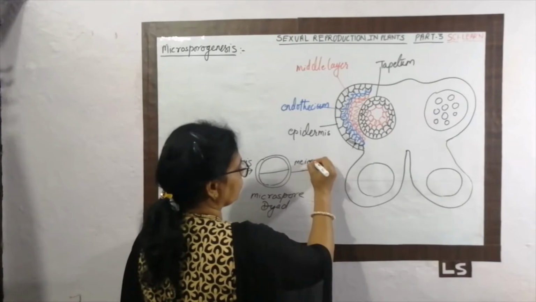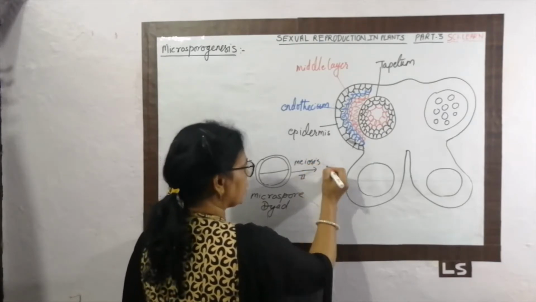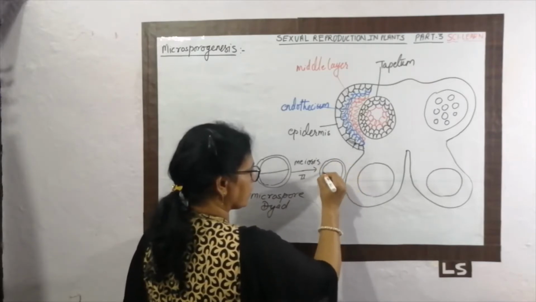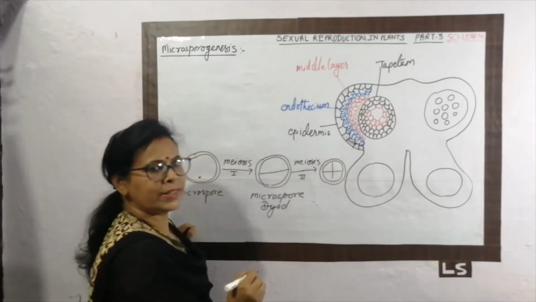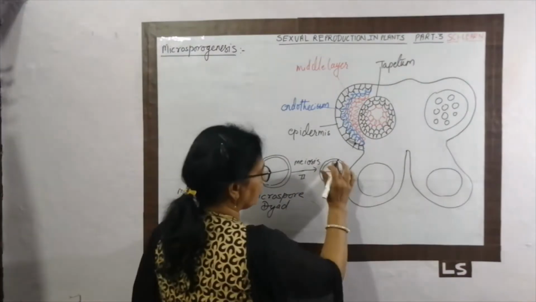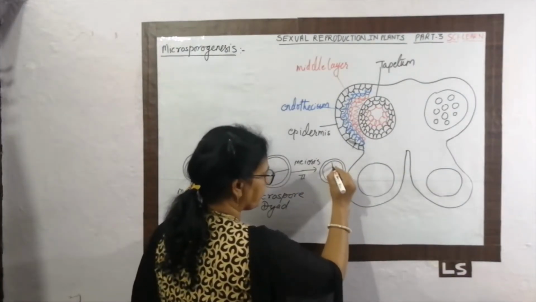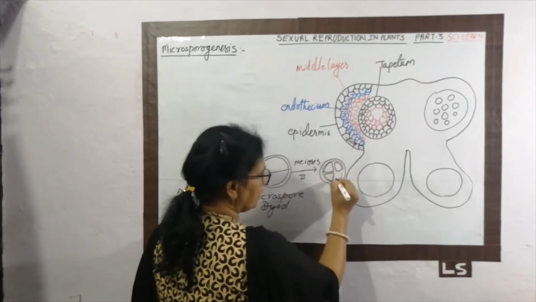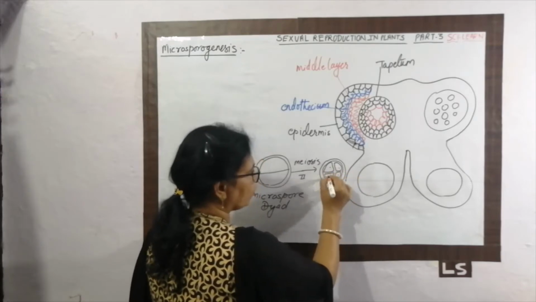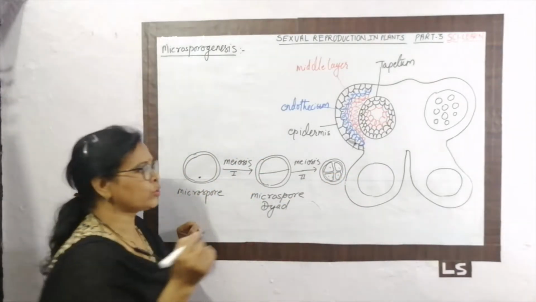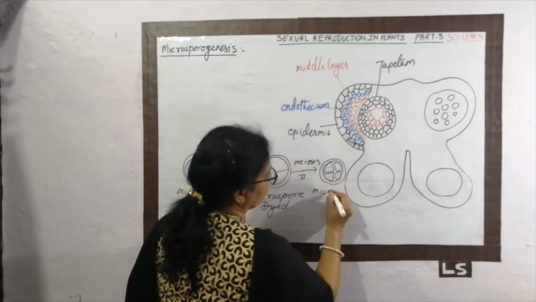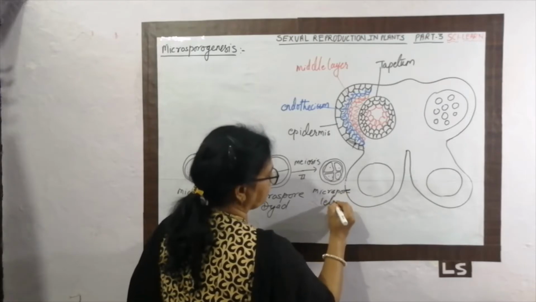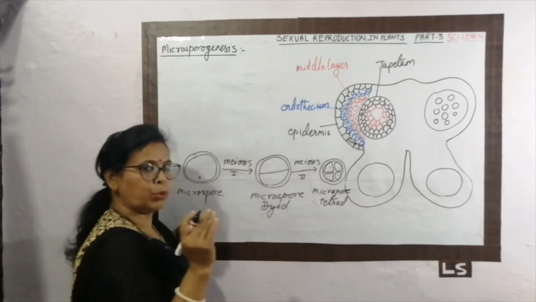What happened? As a result of meiosis 2, it is divided into 4 cells. Four cells are formed here, clearly visible: 1, 2, 3, and 4. Each has its own nucleus, and this is called the microspore tetrad.